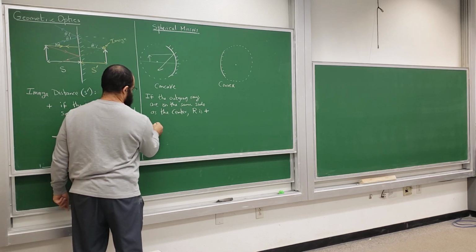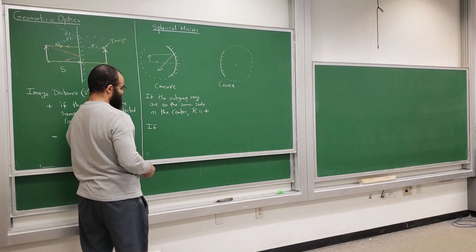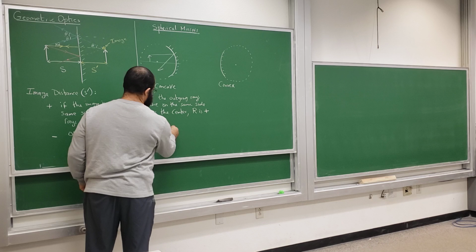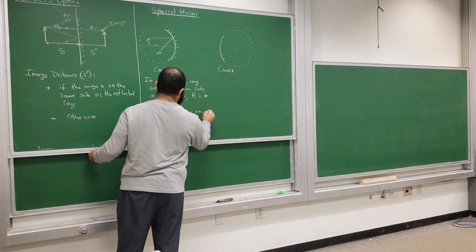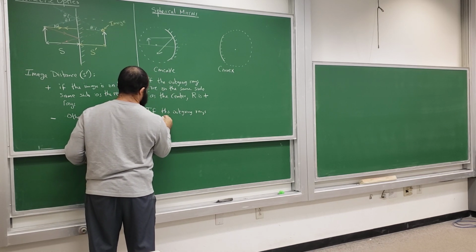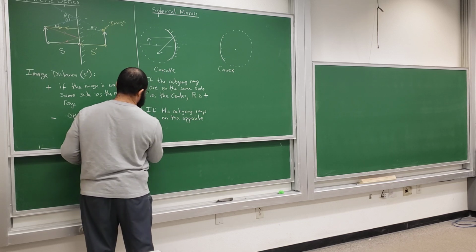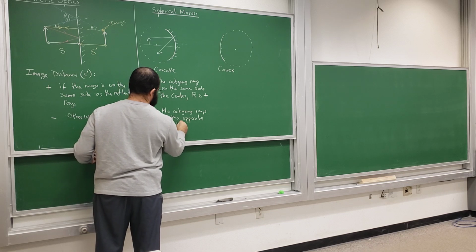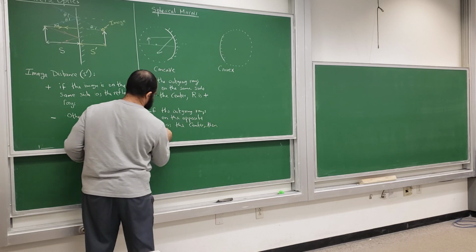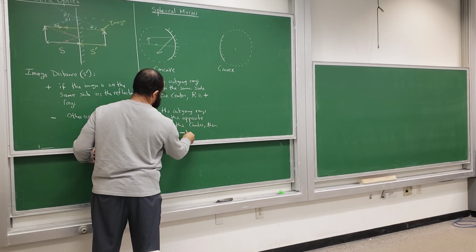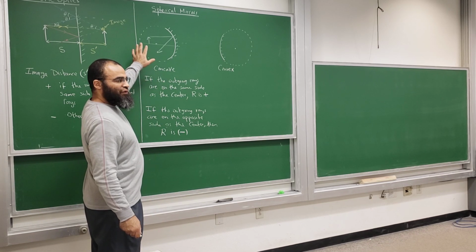If the outgoing rays are on the opposite side of the center, then R is negative. R is negative. So, which is to say, for a concave mirror, the radius of curvature is what?